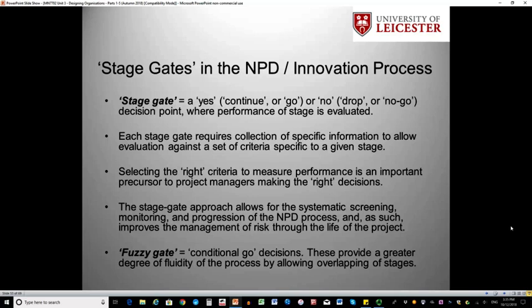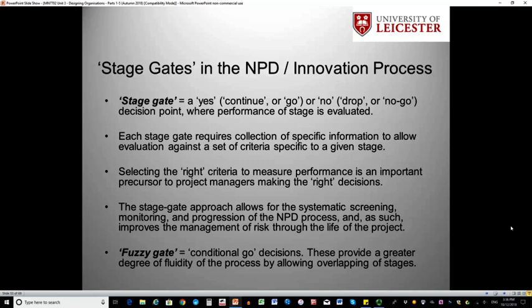So it's not just about identifying all the activities, it's about selecting also the right criteria for deciding whether to proceed or to stop or to continue in your current stage and try and work out how to solve the problem so that you can meet those criteria. So the right criteria for passing through the stage gate are just as important as the stage gates themselves. And the stage gate approach is all about providing a systematic screening and monitoring of the progression of an idea or innovation through the NPD or NSD process.